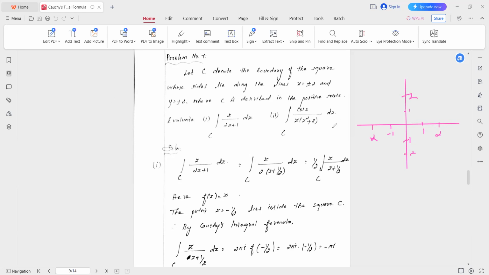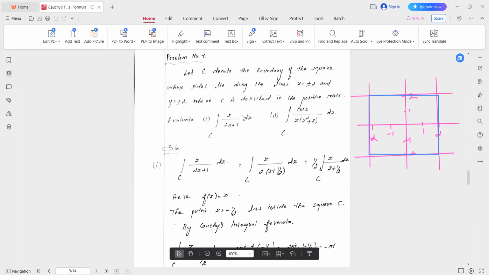First line is x equal to 2. So x equal to 2 means this line. Similarly x equal to minus 2 means this line. Next, y equal to 2 means this line, and y equal to minus 2 is this line. So what is the simple closed curve? It is the boundary of the square. Our region is the intersection of these four lines, that is this square. This is our region C.